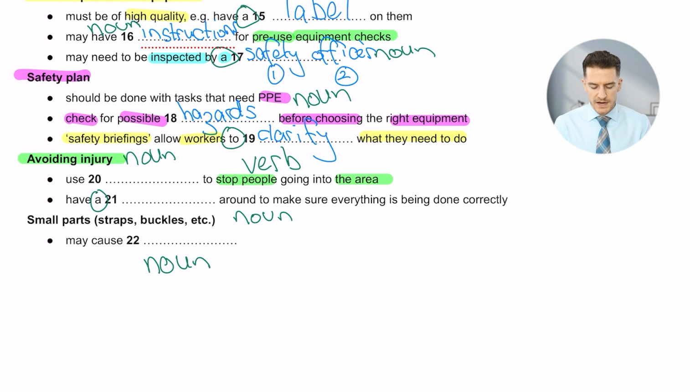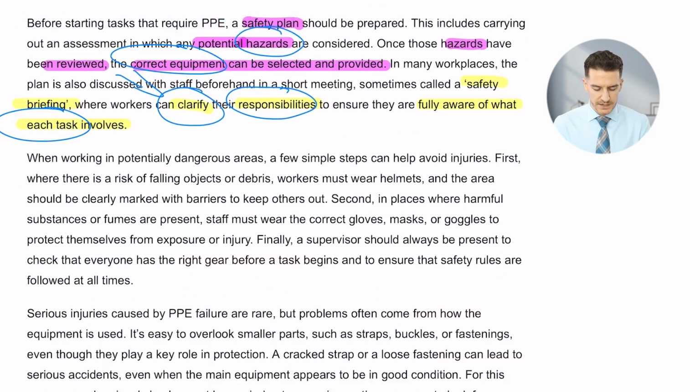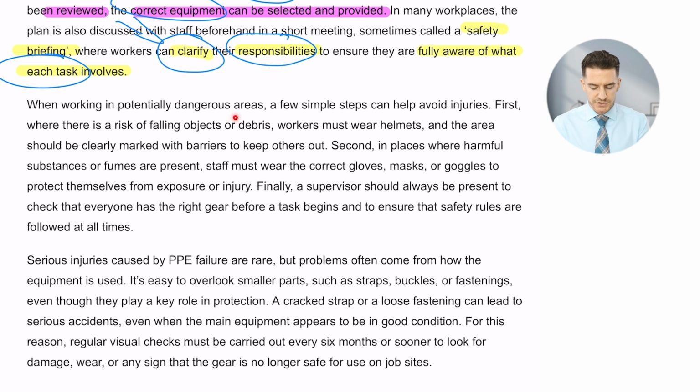Okay, so we're looking for a noun. And again, it's probably a plural noun to stop people going into an area. Let's see if we can find it. So when working in dangerous areas, so avoiding injuries, that was the heading or the subheading. First, when there is a risk of falling objects or debris, workers must wear, area should be clearly marked with barriers to keep others out. Second, in places where harmful.